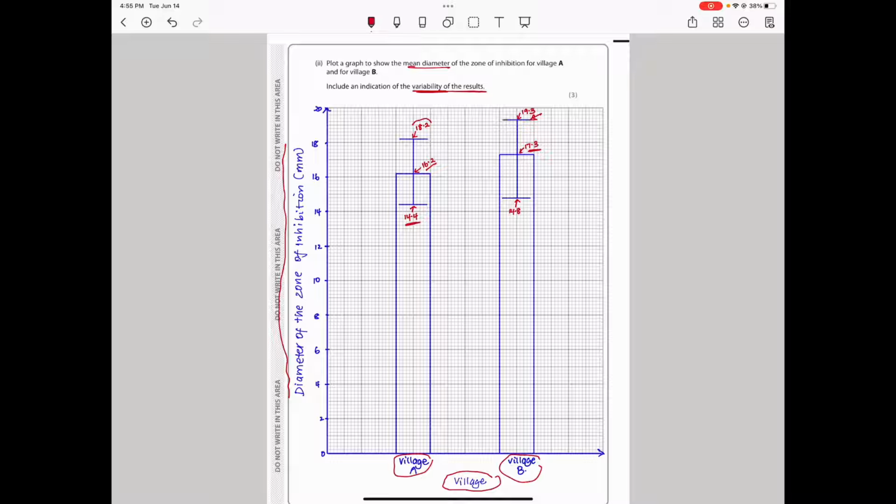for village B. And again, to show you, here the error bars do overlap. I think you can note that. They do overlap, so maybe later when we're trying to make a conclusion, you can keep that in mind.